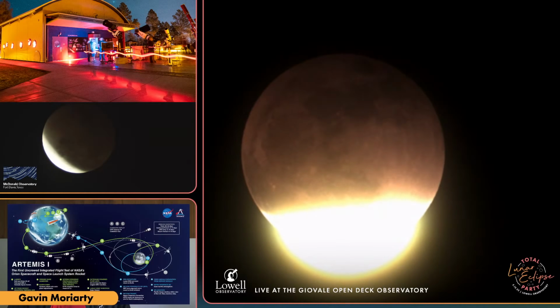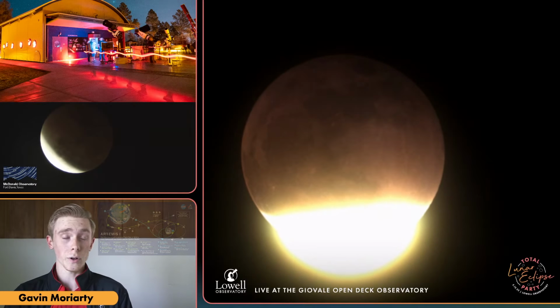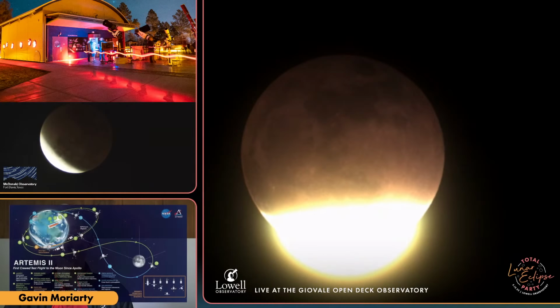The first one will launch in August of this year, and that'll be an uncrewed mission where the Space Launch System, the new rocket that NASA is going to be sending up, will have the Orion capsule on it, and they're going to do an uncrewed mission that will last about a month, just going through the orbits of the Earth and the Moon. And then in 2024, we'll get the first crewed mission.